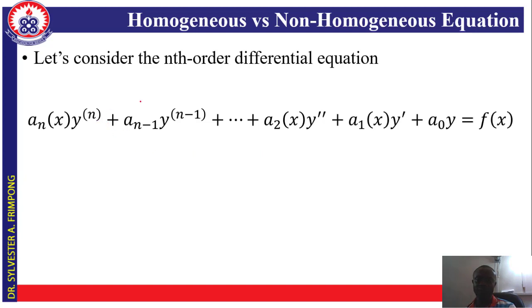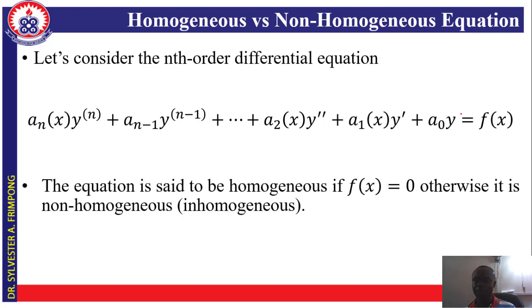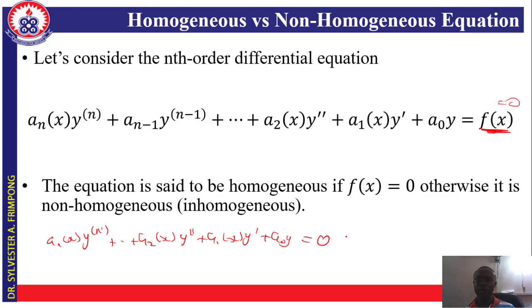If you consider an nth order differential equation of this form, we have two main types of equation we can deal with: homogeneous or non-homogeneous. If the forcing term f(x) is 0, then this whole equation becomes homogeneous. That is, we get a_n(x) y^(n) plus a_2(x) y'' plus a_1(x) y' plus a_0(x) y equal to 0. Then this equation is called homogeneous.